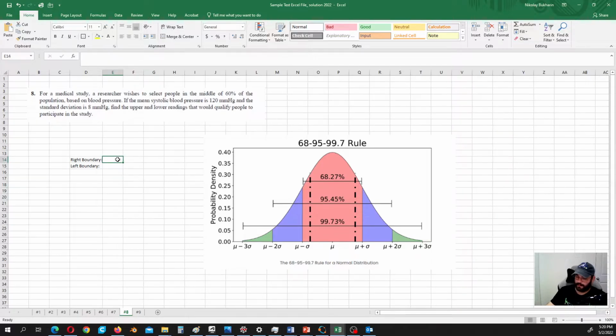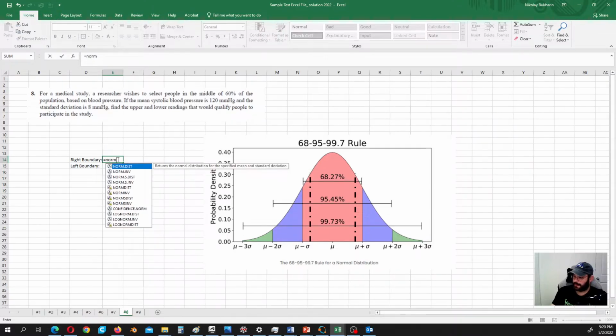So for the right boundary we can just use normal, and in this case we are not calculating the area, we are calculating vice versa. We know the area and we want to calculate the z-score which cuts this area. In this case we need to use normal inverted, and it is 0.8. So this is the right boundary, so 0.8. That point right there cuts 0.8 of the area to the left.